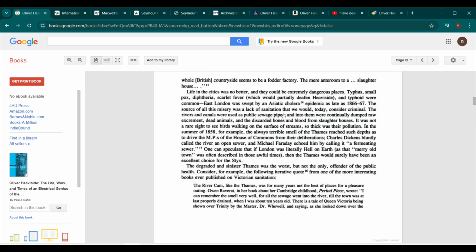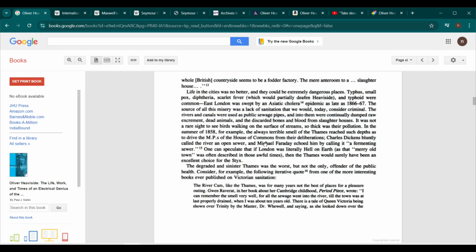The rivers and canals were used as public sewage pipes. Into them were continually dumped rocks, dead animals, and discarded bones and blood from slaughterhouses. It was not a rare sight to see birds walking on the surface of a stream, so thick was the pollution. In the summer of 1858, for example, the always terrible smell of the Thames reached such depths as to drive the MPs of the House of Commons from their deliberations.